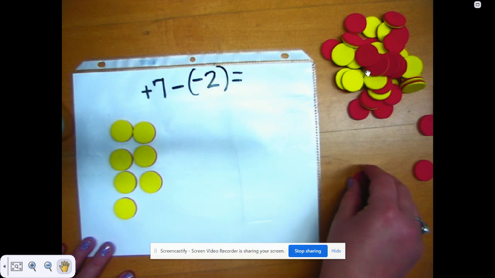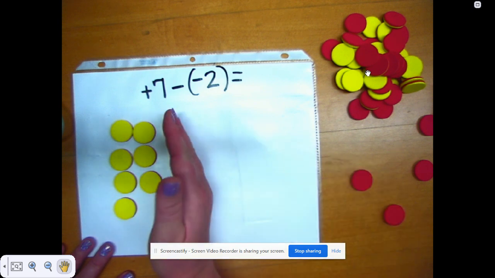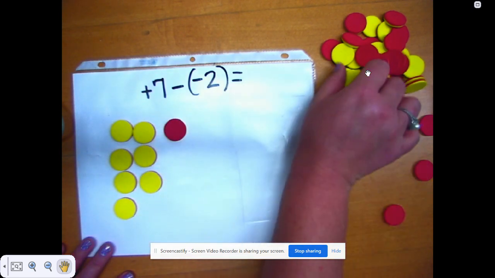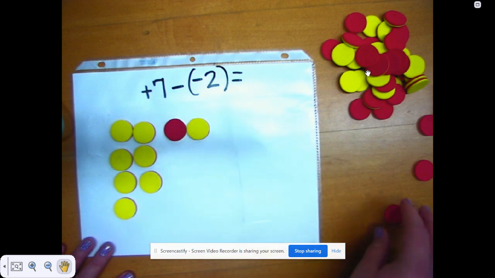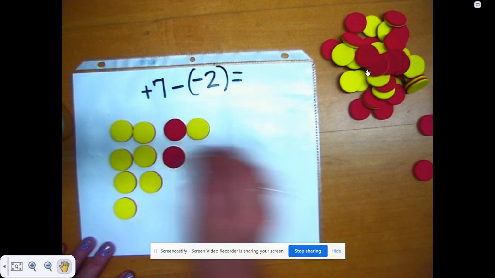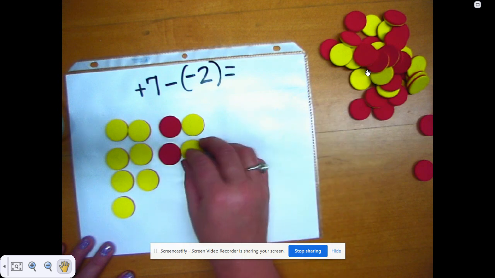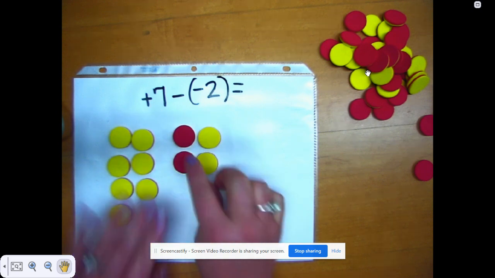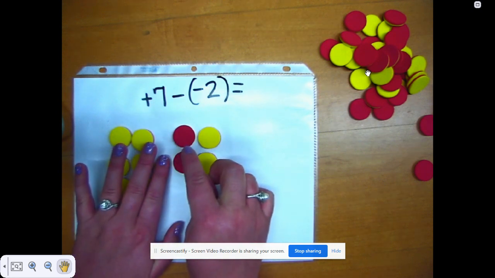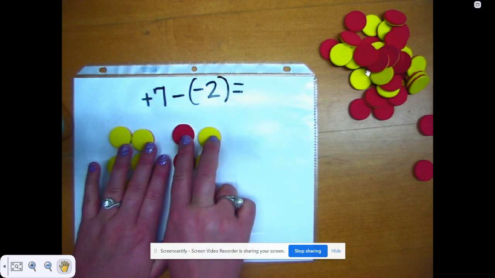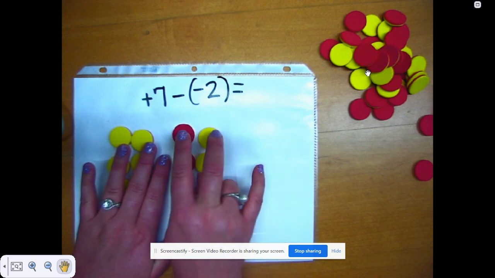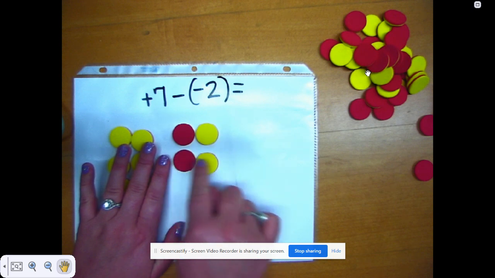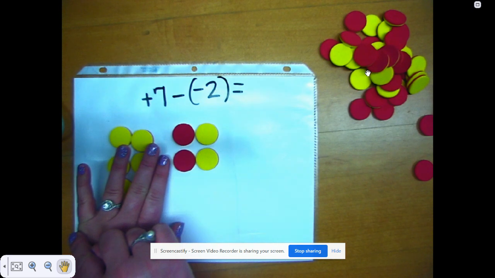Remember, zero pairs equal 0, so you're not changing what's on your board. So if I add a zero pair, I need to add a red and a yellow. And I need to add another zero pair, a red and a yellow. So I had positive 7, and I needed 2 reds. I needed 2 negatives. So I had to add 2 zero pairs because they really equal 0. Negative and a positive equals 0. Negative 1, positive 1 equals 0.